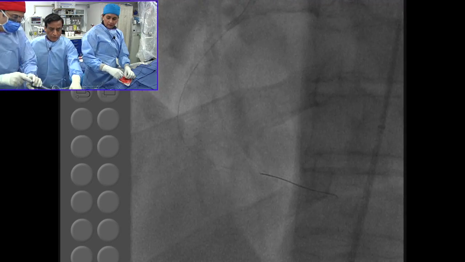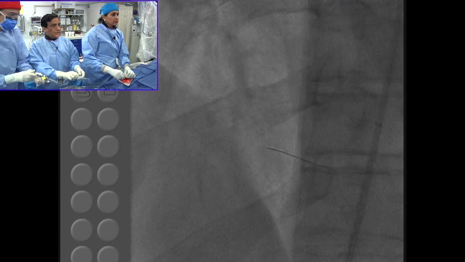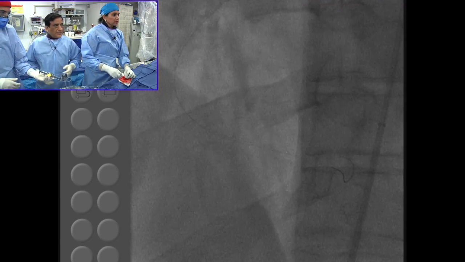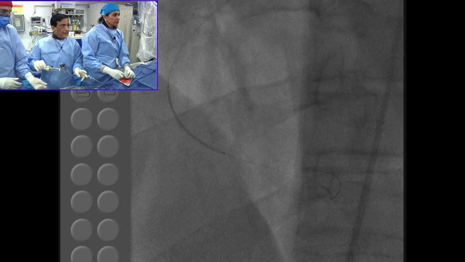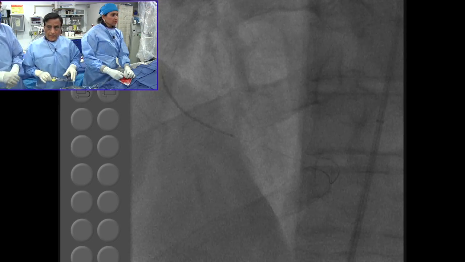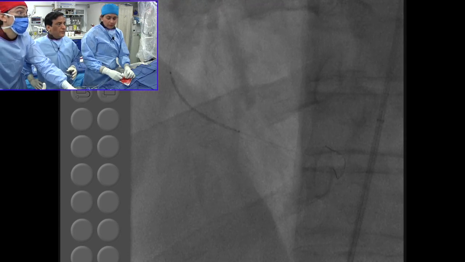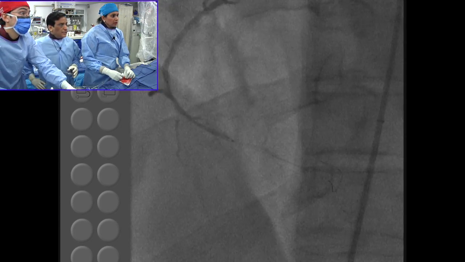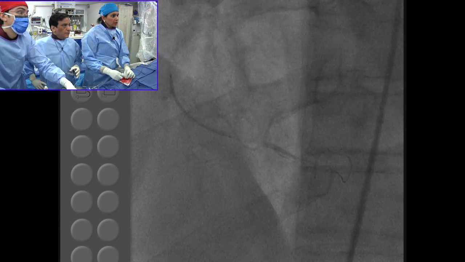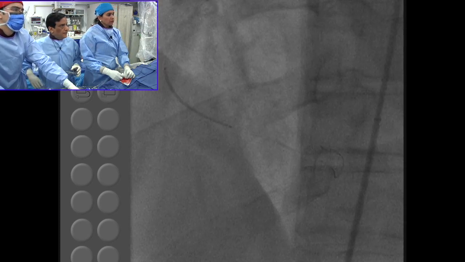Now the question also comes whether you can go through the scaffold struts of the BVS. Well, I have personally done it, going with a 1.5 by 20 balloon through the scaffold struts. Do the distal first, a little bit more. You're good.